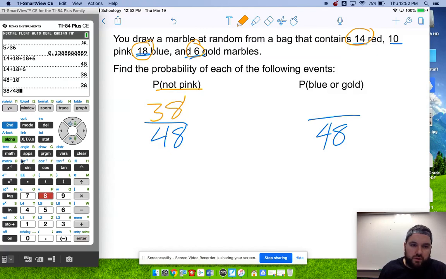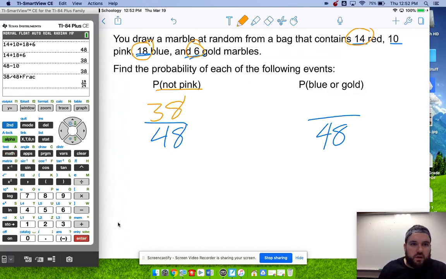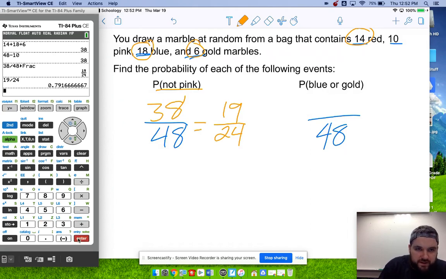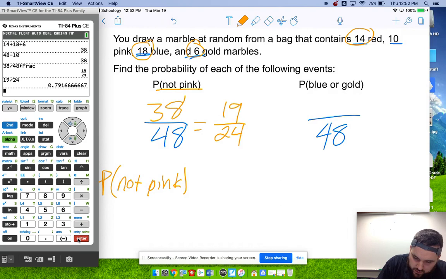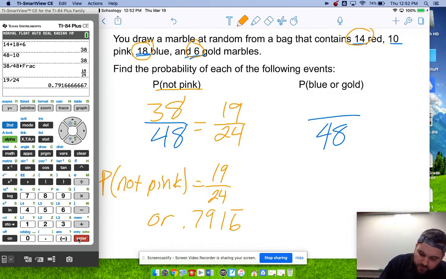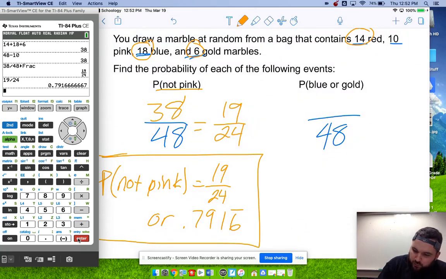Again, if you can reduce, we want you to reduce this fraction. So 38 out of 48 is 19 out of 24. And then 19 out of 24 is 0.7916 repeating. So the probability of not pink is 19 out of 24 or 0.7916. So you have almost an 80% chance of that marble not being a pink marble.